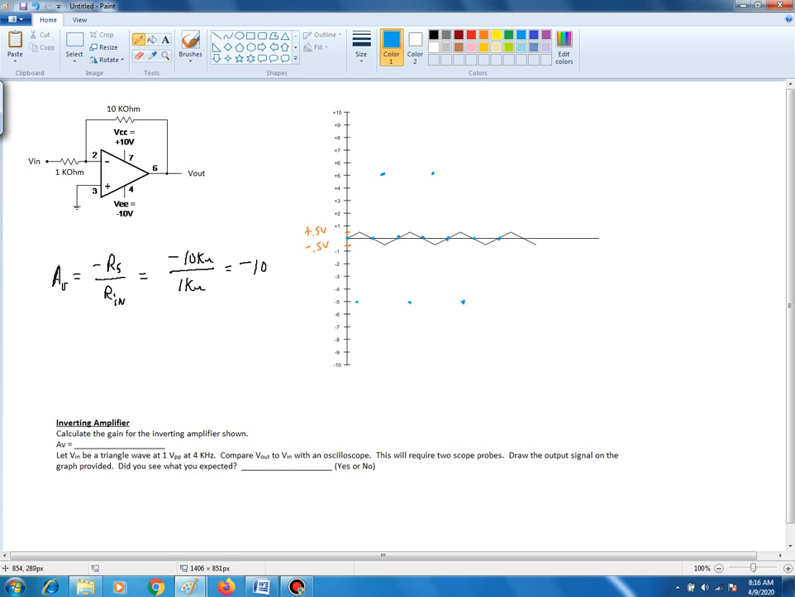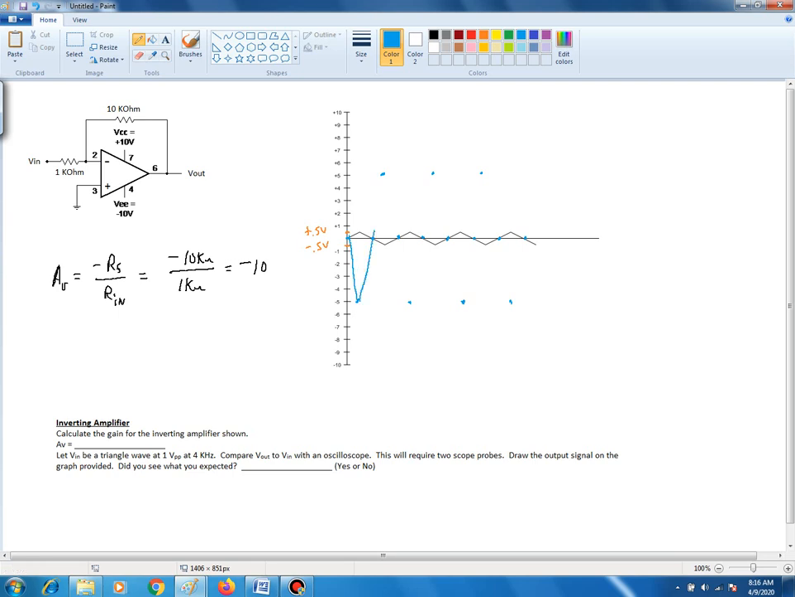And then at negative 0.5 volts, we're going to have a positive 5 volt output, which will be right about right there. And then when the signal again peaks at a positive 0.5 volts, we're going to have a negative 5 volt output, right about right there. And of course we have a crossing point right there as well. So now all we have to do is to connect these dots together. So we're going to have something that looks like this right here.